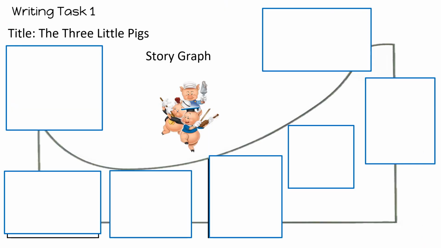So here's our first writing task, and we're going to do this one together. So have a copy of the blank Three Little Pigs story graph, and take the time now to just quickly turn off the video or pause the video and cut up the parts of the story graph. All right, so now you've got them cut up, let's create our story graph together.